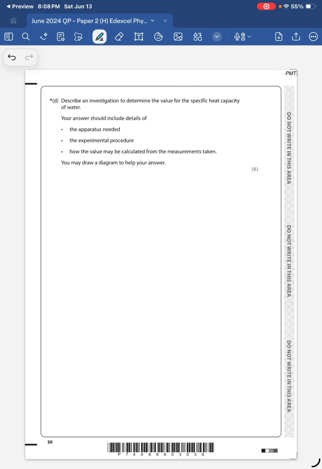Okay, let's see. Describe an investigation to determine the value for the specific heat capacity of water. Your answer should include details of the apparatus needed, the experimental procedure, and how the value may be calculated from the measurements taken. You may also draw a diagram to help your answer. So let's start with apparatus needed.